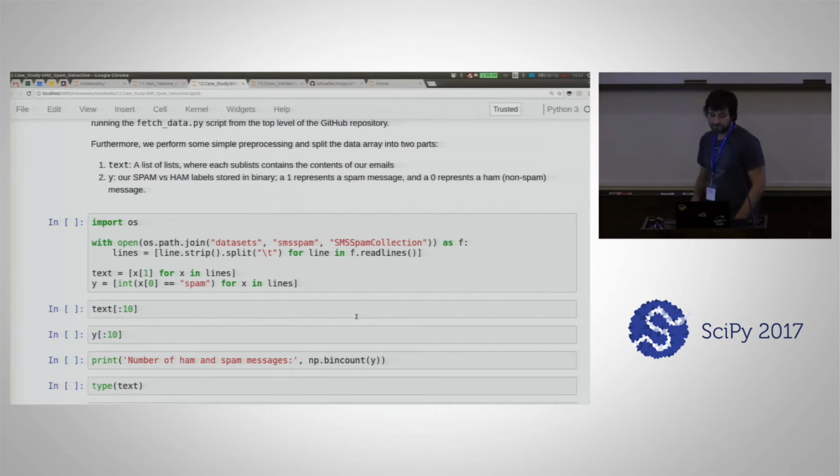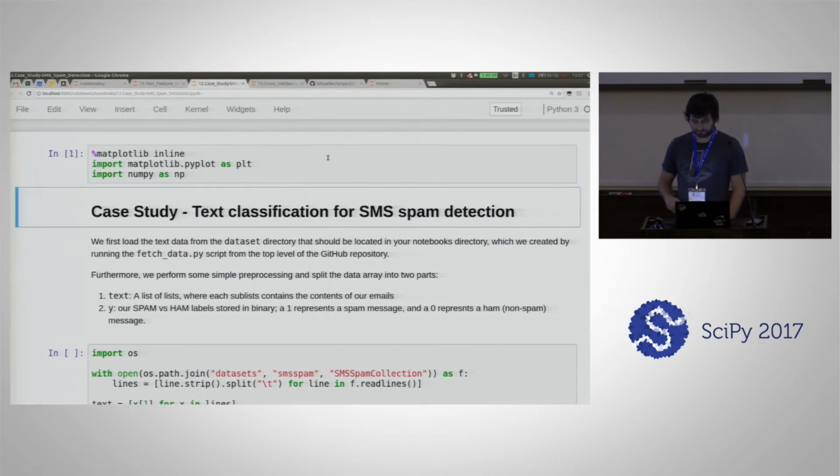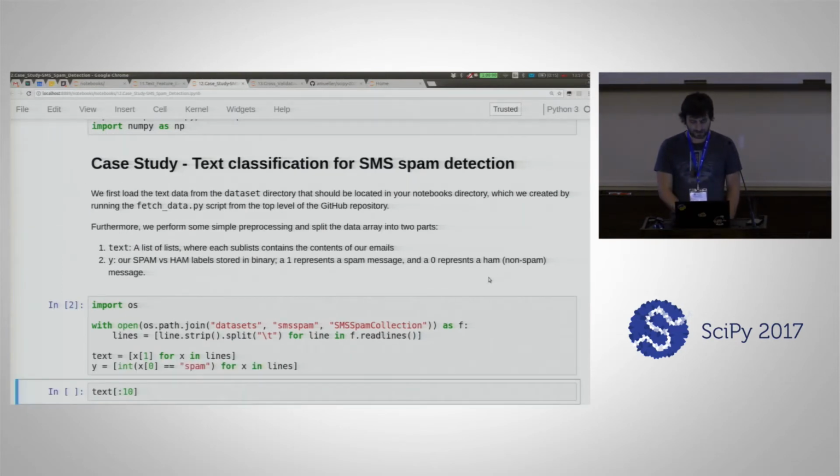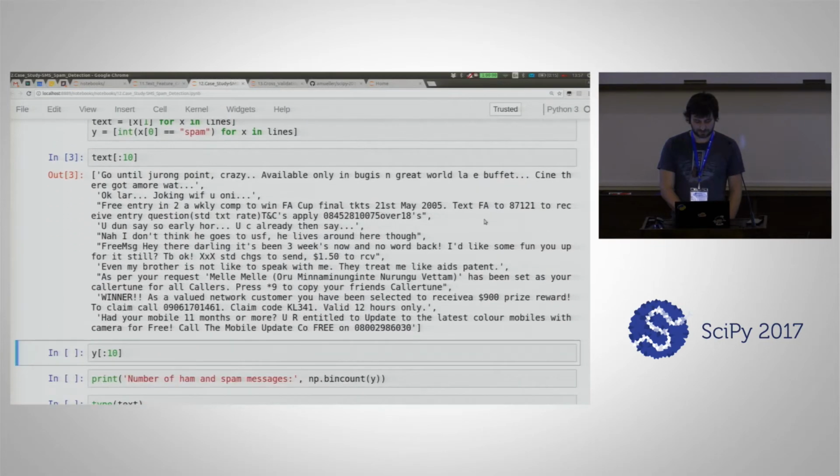So now, it said we do a text classification with the IMDb dataset, but actually we're doing text classification with the SMS spam detection dataset. They're both fun. So here, our dataset is a couple of SMS texts. Here are the first 10 ones.